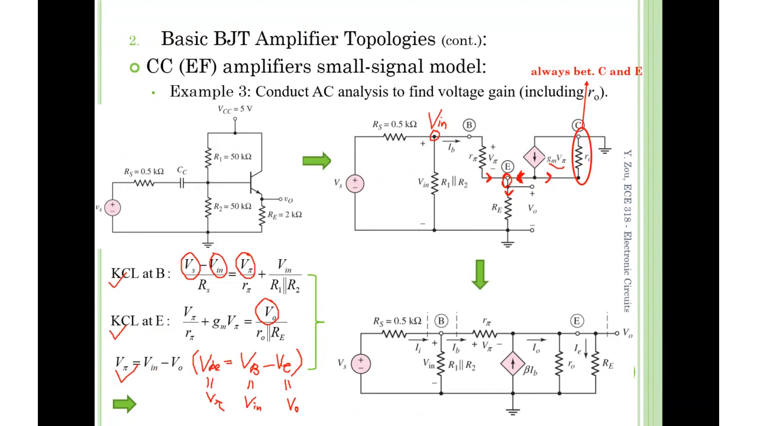So when you consider this, you're considering this supernode. Therefore, how many currents are involved at this supernode? 3 or 4? No, 4, exactly, 4 currents. The current flowing through R pi, the current through the dependent source, the current through R naught, and the current through RE, right?